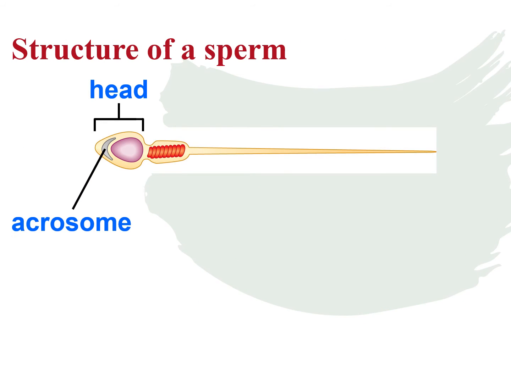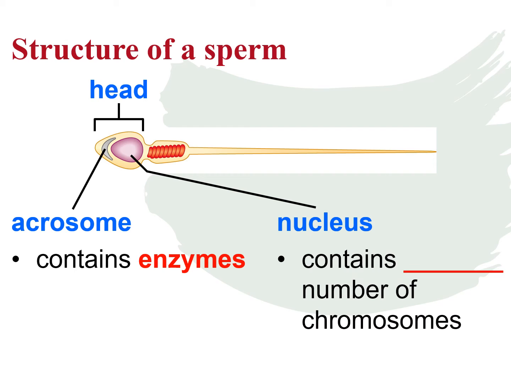Right now I'm showing you the structure of a sperm, which consists of different parts. The first part is the head region. In the head you have the nucleus, which contains the genetic material. But a sperm is a gamete, so it does not have a diploid amount of chromosomes; instead, it has a haploid amount, just one set, halved. Besides the nucleus, in the head region you also have another structure called the acrosome.